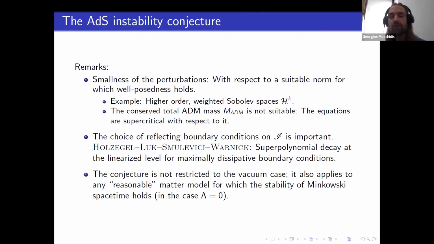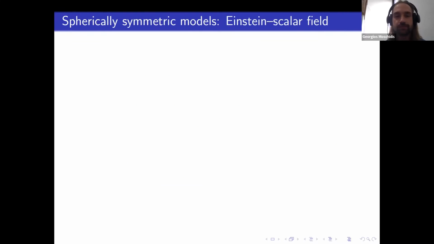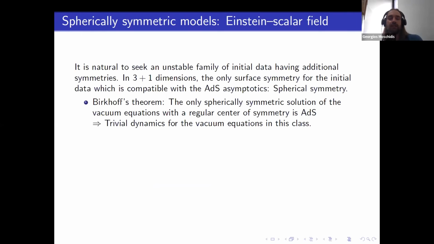the conjecture is also valid for any matter model that is reasonable, in the sense that any matter model that in the absence of confinement does not cause us any trouble. Like, for example, any matter model for which Minkowski spacetime is stable under small perturbations. Of course, the statement about the vacuum case is the cleanest one. But as we will see right now, it's actually easier to go through matter in order to understand this conjecture better. Okay, so that's the statement of the conjecture.